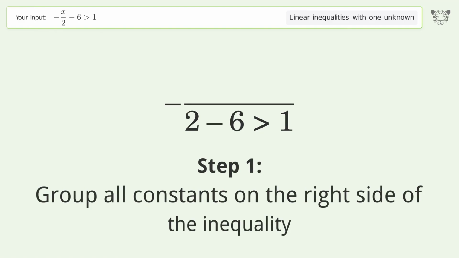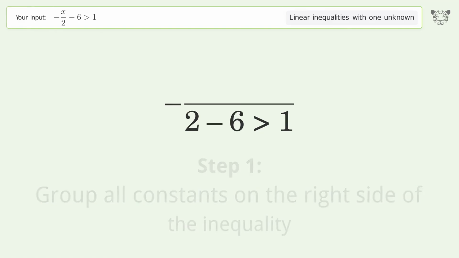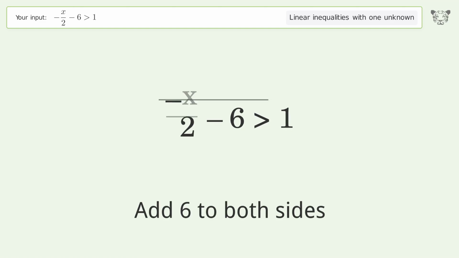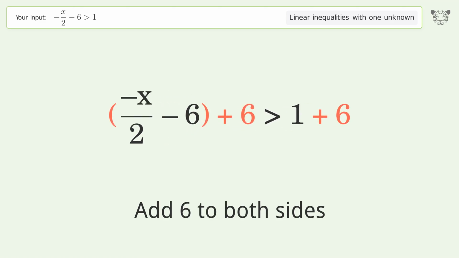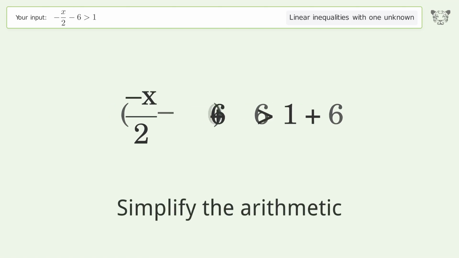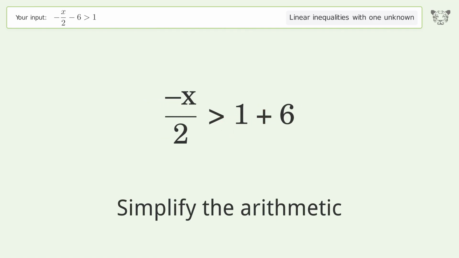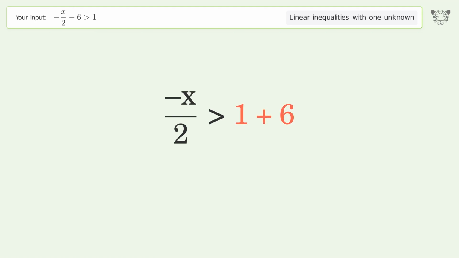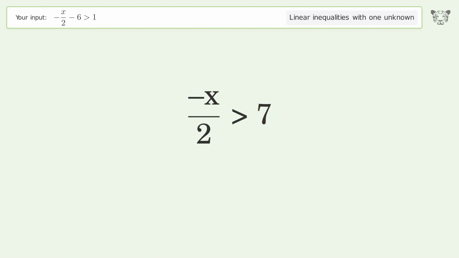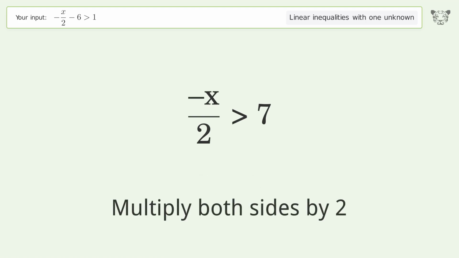Group all constants on the right side of the inequality. Add 6 to both sides. Simplify the arithmetic. Isolate the x. Multiply both sides by 2.